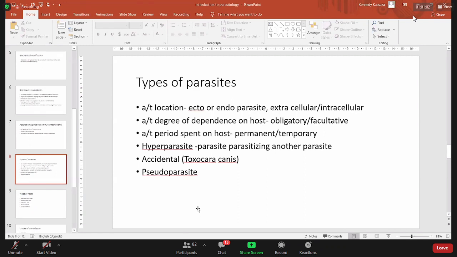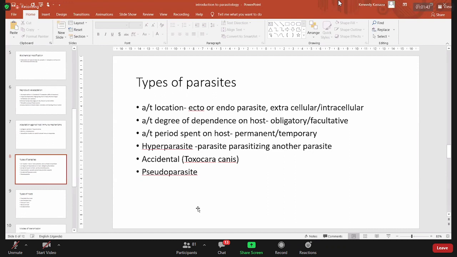Now let us look at types of parasites. They can be classified according to location. And here we have ectoparasites, those that are located outside. And then we have endoparasites, these are found inside the host. We have got extracellular parasites, these occur outside cells. The other parasites are found inside the cells, and these are referred to as intracellular parasites.